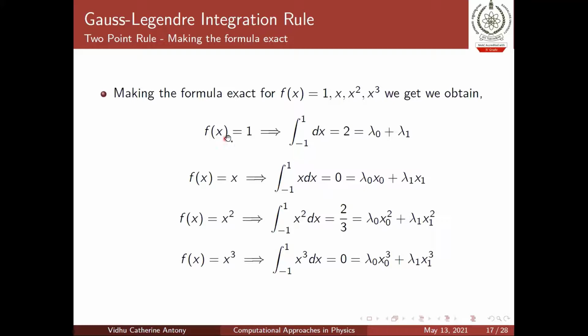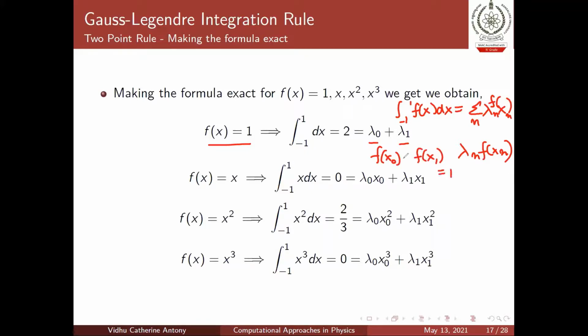Okay, so you have an f of x which is 1. Let's start off with the simplest one, the integral from -1 to 1. Why have you put 1 here? Basically, you're putting your f of x as 1 because you have f of x dx. So what are we doing here? The integral from -1 to 1 of f of x dx is equal to the summation over n of lambda n f of xn. So since this is a constant function, f of x naught as well as f of x1 is going to be equal to 1.